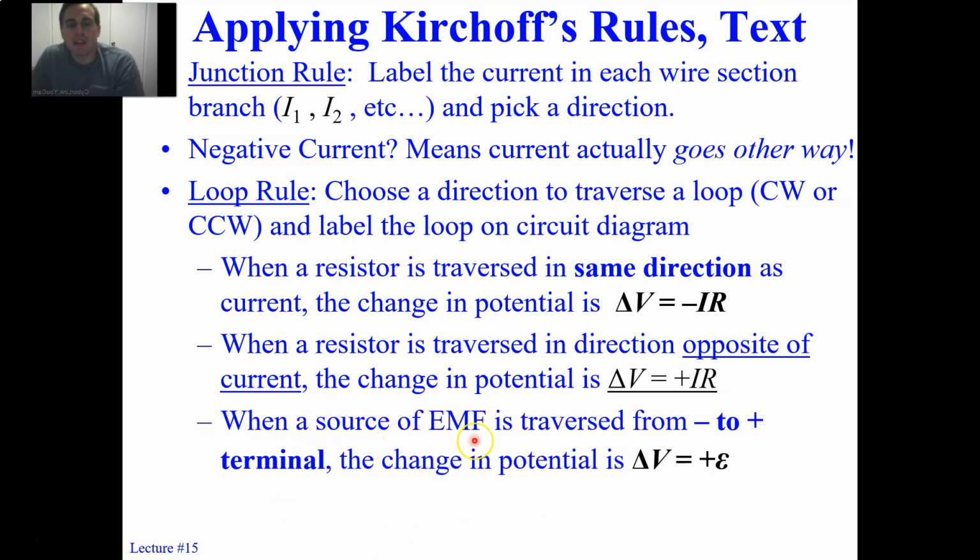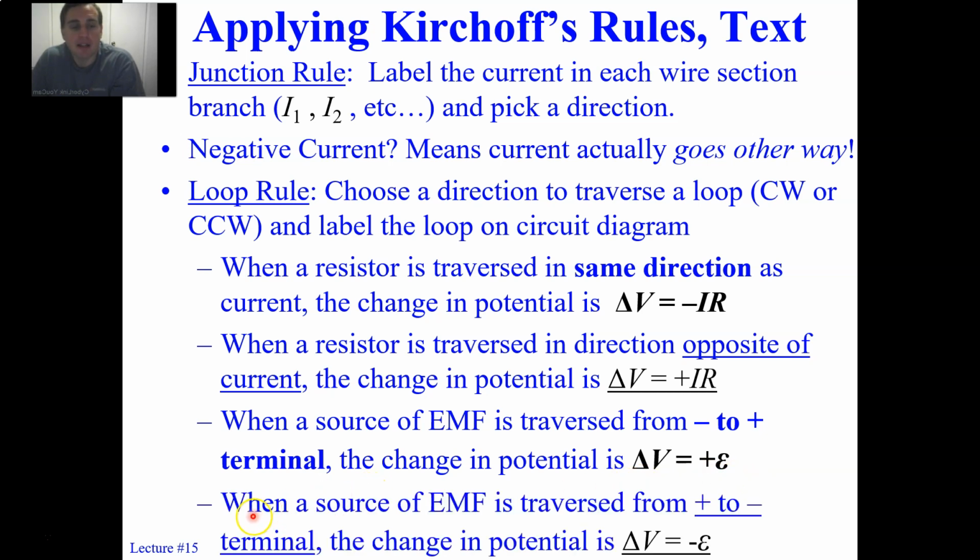Now, when a source of EMF, typically a battery, in terms of its ideal piece, is traversed from its negative to its positive terminal, the change in the potential is delta V equals plus the EMF. Notice, in these calculations, I will use the direction of conventional current, namely the Franklin convention. So we assume that typically charges come off the positive terminals of batteries. And when possible, we set the 0 value to the negative terminal of a battery. So that's the 0 volt location if possible.